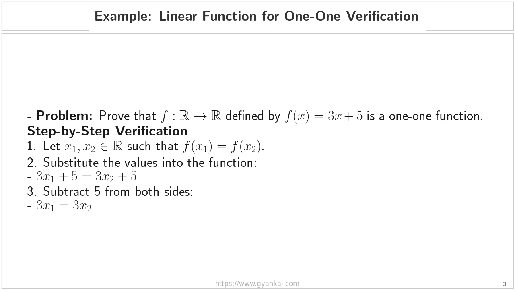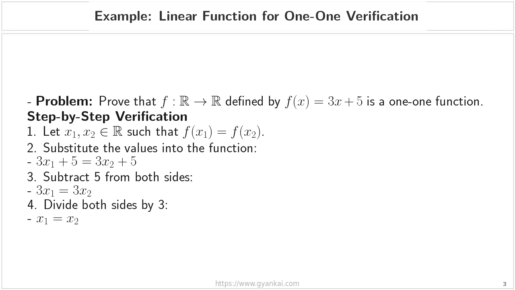Now, we simplify this equation using basic algebra. First, we subtract 5 from both sides of the equation. This cancels out the constant terms, leaving us with 3x1 equals 3x2. To further isolate our variables, we divide both sides of the equation by 3. This simplifies the expression down to x1 equals x2.